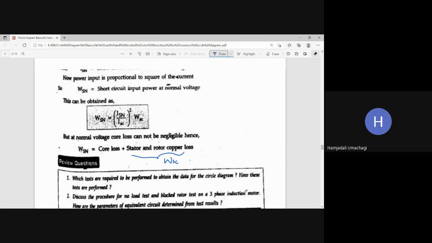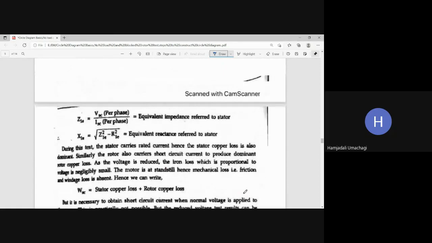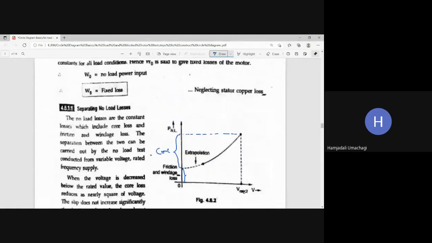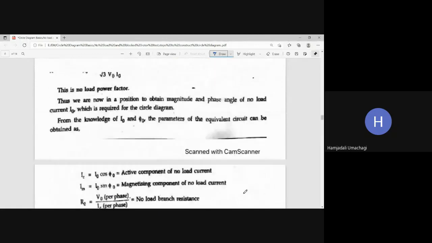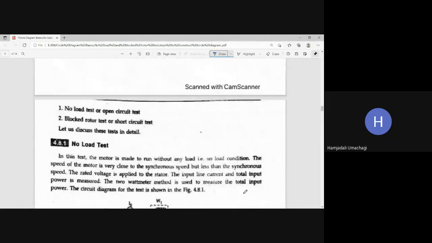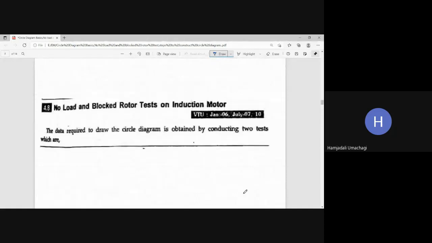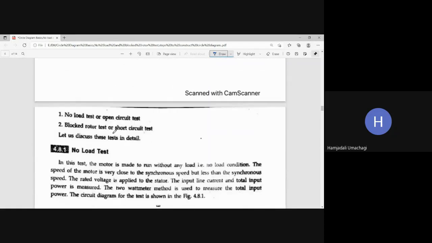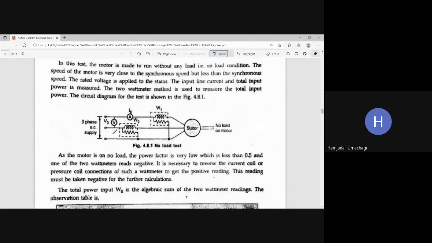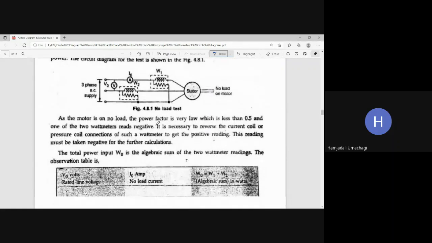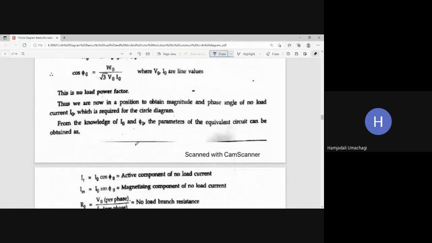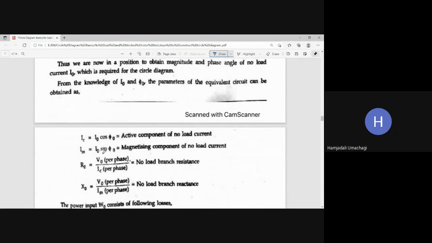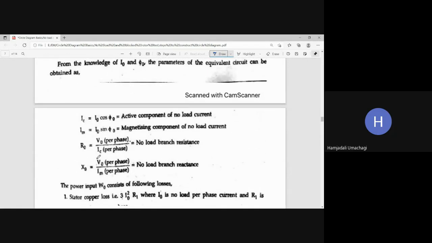So if this is the question asked in the exam, what you should do is explain it from the beginning. You should explain from this point, everything that I have explained till now. You should explain in detail with the neat circuit diagram, tabular column, no load formulas, equivalent circuit, and magnetizing branch parameters, and how you are going to calculate them using the no load test information.